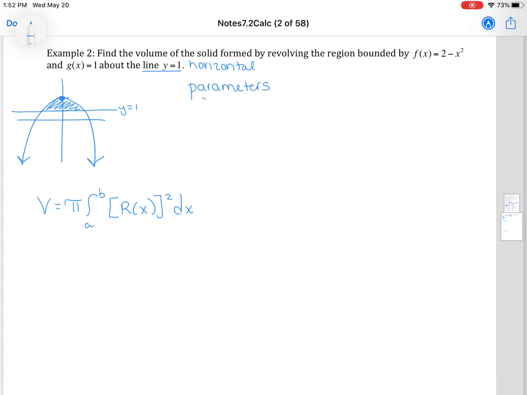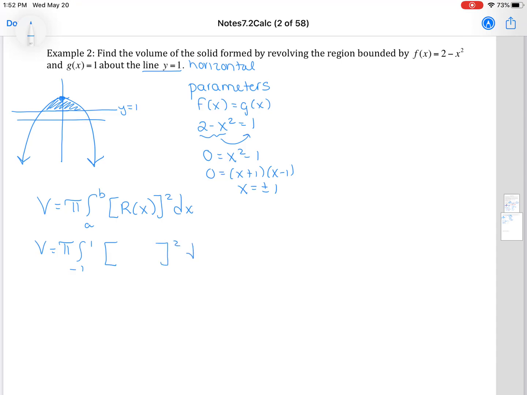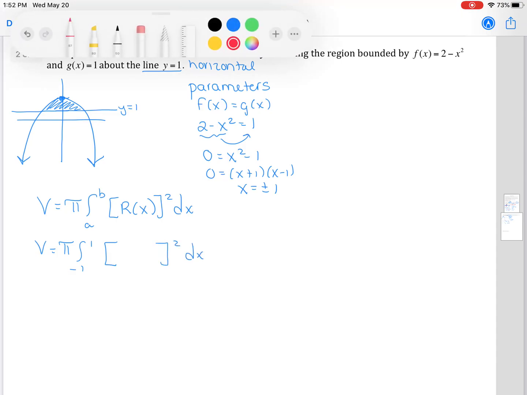So in order to get parameters, same as it always has been, we set the two functions equal to each other. So f of x equals g of x. So we get 2 minus x squared equals 1. Again, get rid of the x squared because some of you are having issues with that. So what I would do is bring all this to the right-hand side, and you end up with x squared minus 1, which when you factor, x plus 1, x minus 1, you get two answers, plus or minus 1. So there's our parameters, -1 to +1.